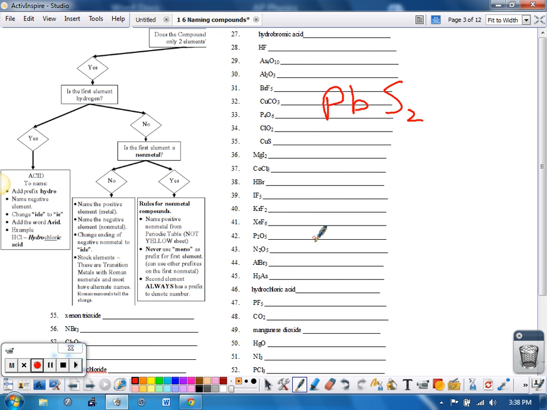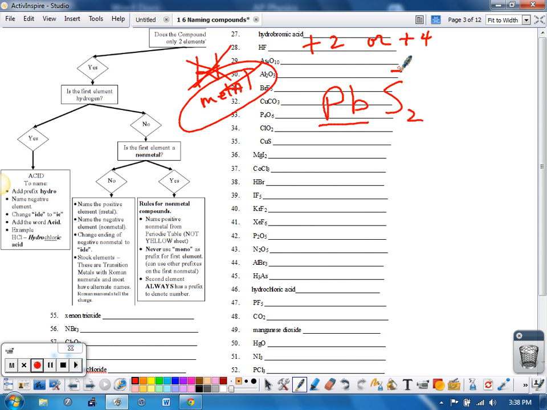The question you ask yourself: does it start with hydrogen? No. Does it start with a metal? Yep, it starts with a metal. Lead is a metal. Look on your periodic table to determine it's a metal. What's the charge of lead? +2 or +4. So I've got to decide which one it is. S has what charge on your yellow sheet? And there are 2 of them. It has to equal 0.